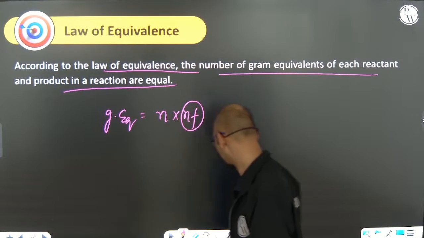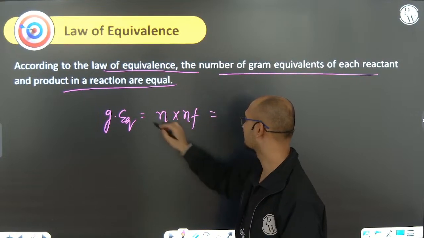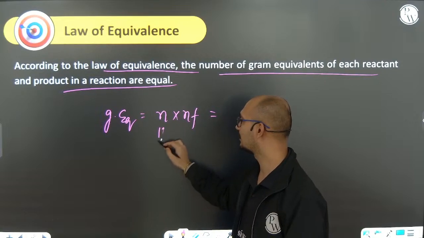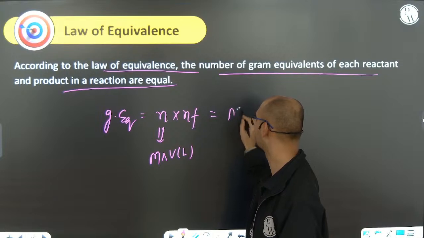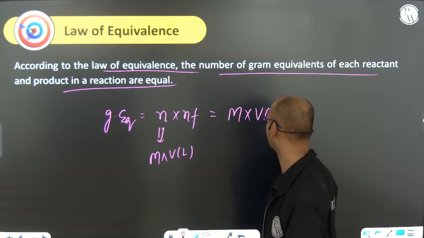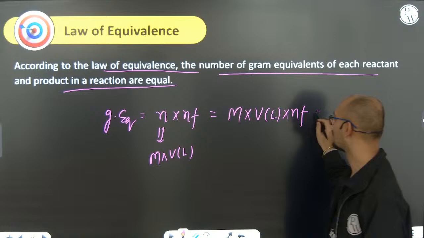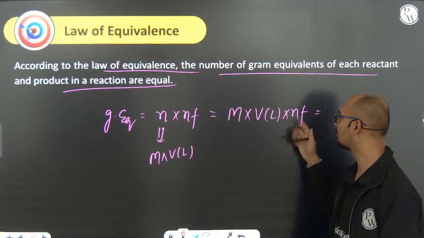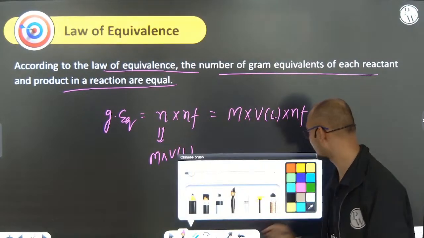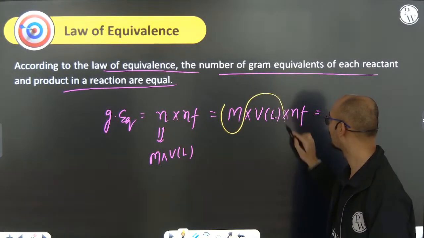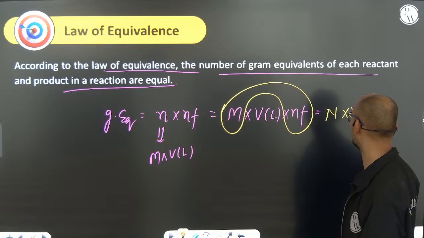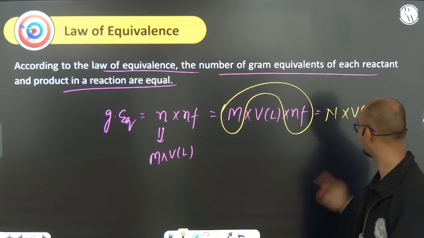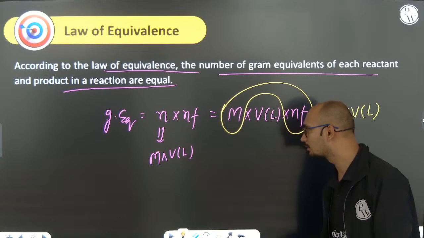Yes or no? Next, it can also be written as, because we know that number of moles can be written as molarity into volume in liter. So what we can say? M V in liter into N factor. We all know that molarity into N factor is also known as, अरे हाँ भाई, normality. So normality into volume in liter is also known as gram equivalents.